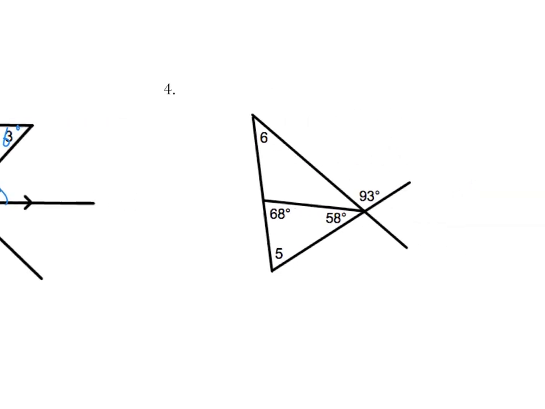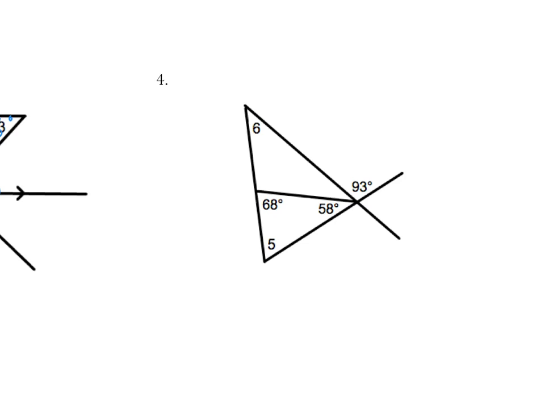And lastly, looking at number 4, I don't see any parallel lines, but I do see that I have this line, and although there's 3 angles there, they still all will add up to 180, which means 58 and 93, this little angle in the middle has to be 21 degrees, because it has to add up to 180.